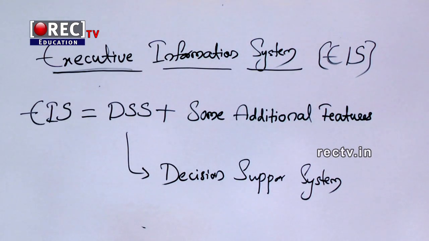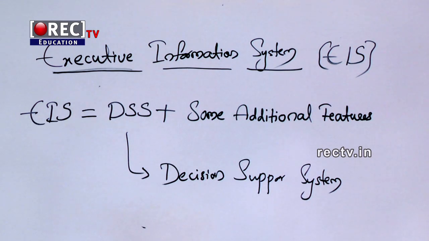Executive information system. It is an extension to the decision support system. If some additional features are added to the decision support system, then it will be treated as an executive information system. Now let us see what additional features will be added to the decision support system to make it an executive information system. The first additional feature to make a DSS an EIS is that it is to be easily connected to the internet.